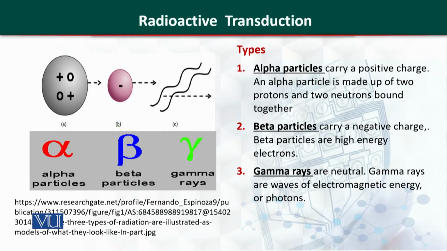Now, what types of radiation particles are there? Number one is the alpha particle. They carry a positive charge. An alpha particle is made up of two protons and two neutrons bound together. Beta particles carry a negative charge, and beta particles are high energy electrons. In the case of gamma, gamma rays are neutral. Gamma rays are waves of electromagnetic energy, or photons.